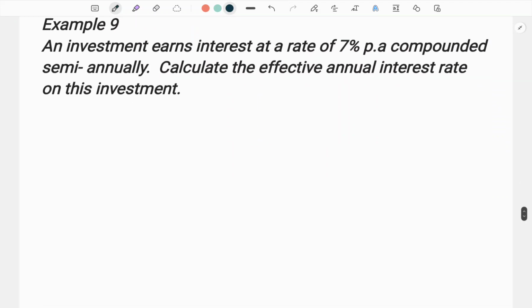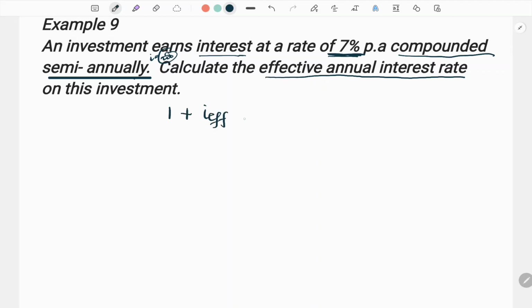Then example number 9. An investment earns an interest rate of 7% compounded semi-annually. Remember, i is equal to r over 200, divided by 200 for semi-annually. Calculate the effective annual interest rate. The formula is 1 plus i effective is equal to 1 plus i nominal over m.